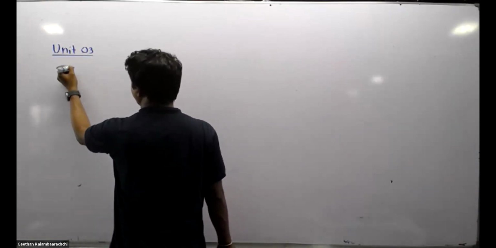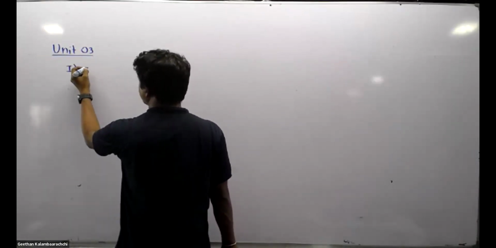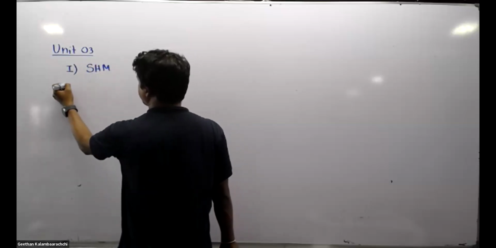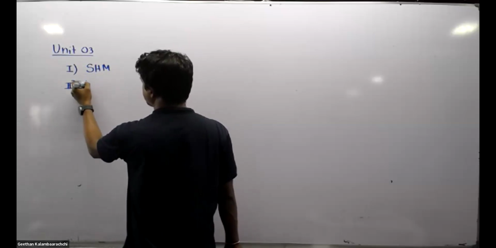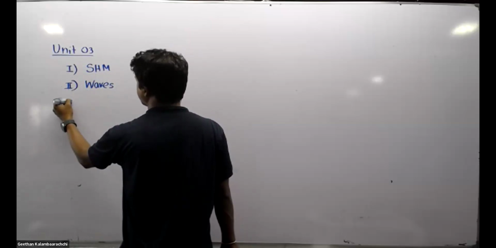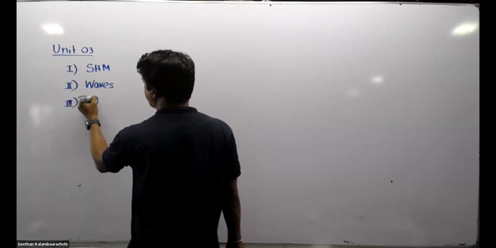Now Unit 3 has 3 sections. Following a simple harmonic function as a section. Dividing waves, to variable, optics.